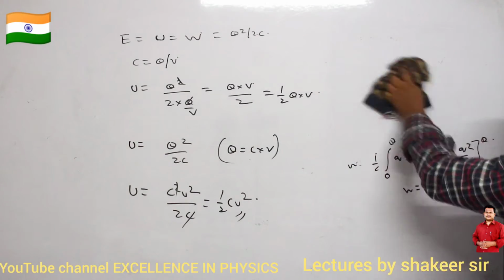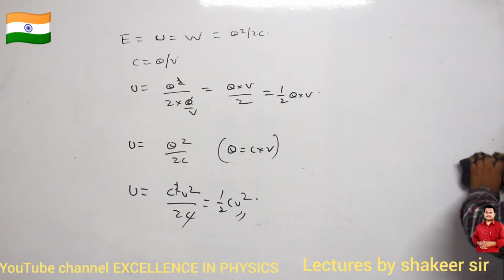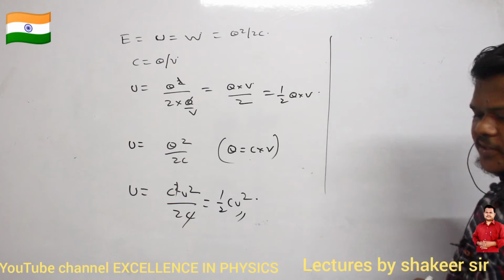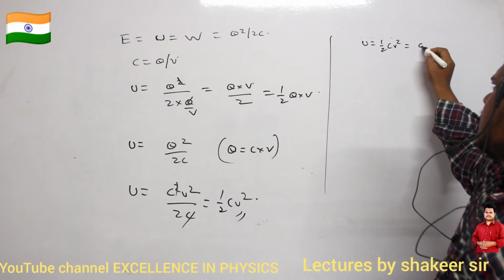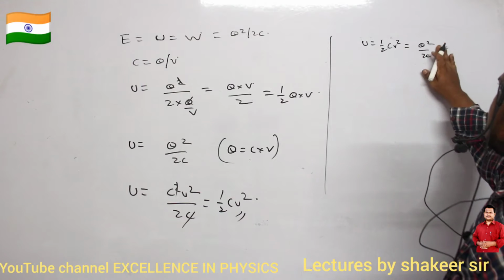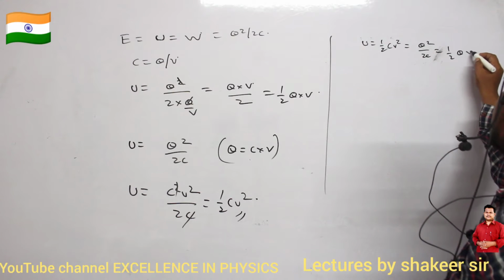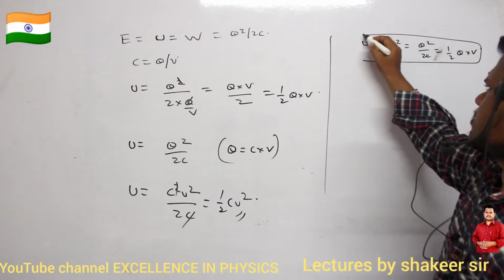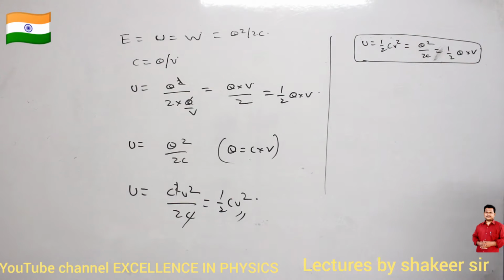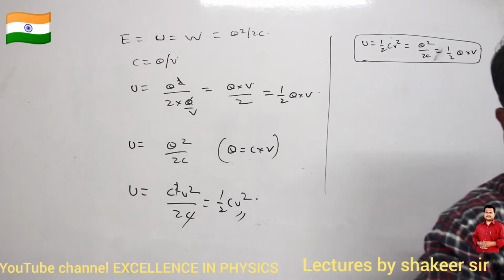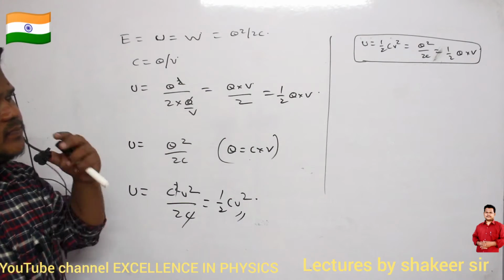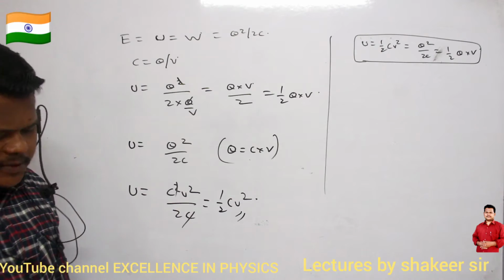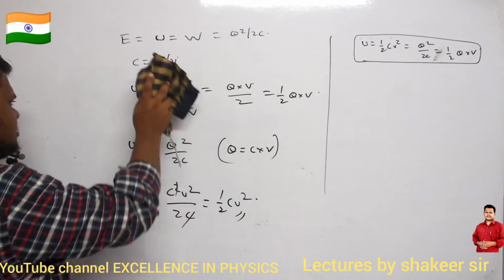Clear? So there are basically three equations we can use for finding the energy stored in between the plates of the capacitor. What are the different energies? Half CV square, Q square divided by 2C, and the third one is half into Q into V. Clear? So these are the three equations which I can use. Depending upon the given data, any of these equations you can use for calculating energy stored. Okay? So this is the equation for energy stored. Clear?